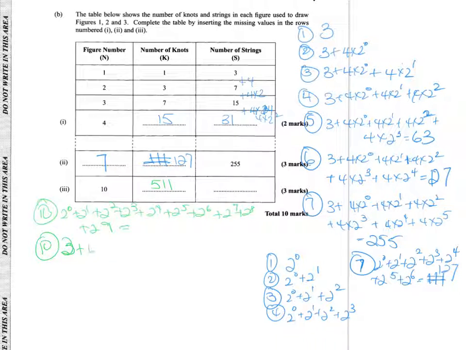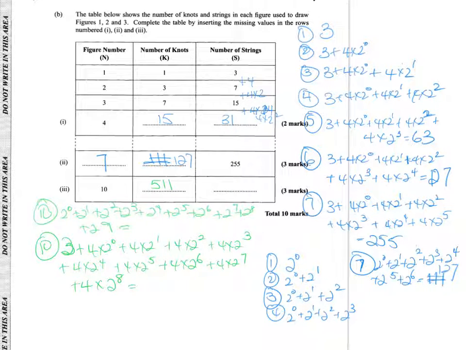And now for the number of strings, we know that for the 10th figure, the number of strings will be 3 plus 4 by 2 to the power 0 plus 4 by 2 to the power 1 plus 4 by 2 to the power 2 plus 4 by 2 to the power 3 plus 4 by 2 to the power 4 plus 4 by 2 to the power 5 plus 4 by 2 to the power 6 plus 4 by 2 to the power 7 plus 4 by 2 to the power of 8. If my calculations are correct, the answer is 2047.